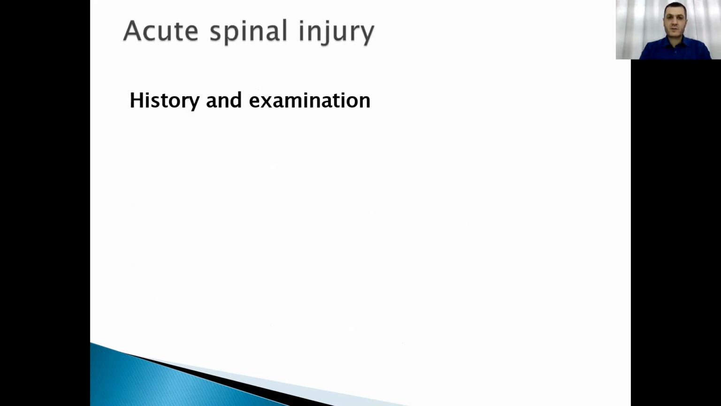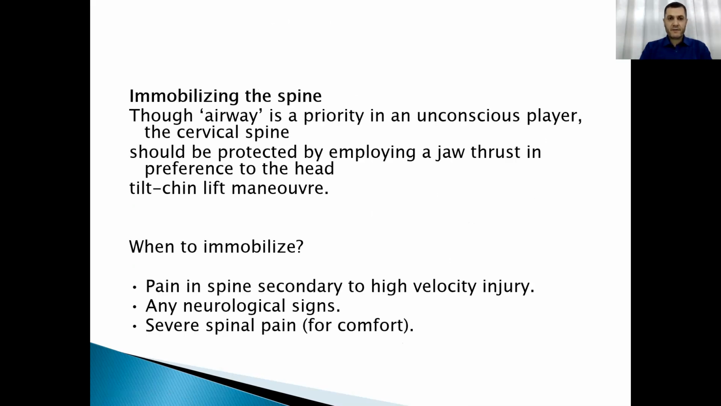And now, acute spinal injury, history and examination. Okay, the first thing you have to do in the field, when you think that spinal injury has happened, is to protect the airway. Airway is a priority, especially in any unconscious patient. And again, you have to take care of the cervical spine.